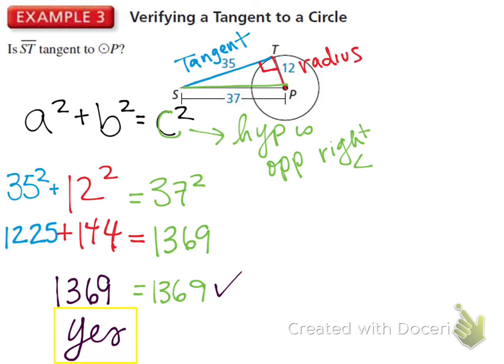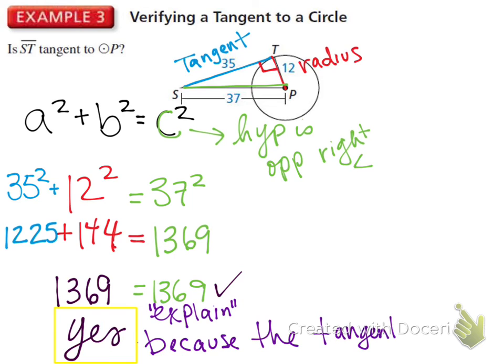It doesn't say explain, but I do know on the test or the quiz it does say explain. So all you need to write to explain is that, because the tangent line, or the tangent, however you want to say it, and radius are perpendicular. So if it says explain, that's how you explain.